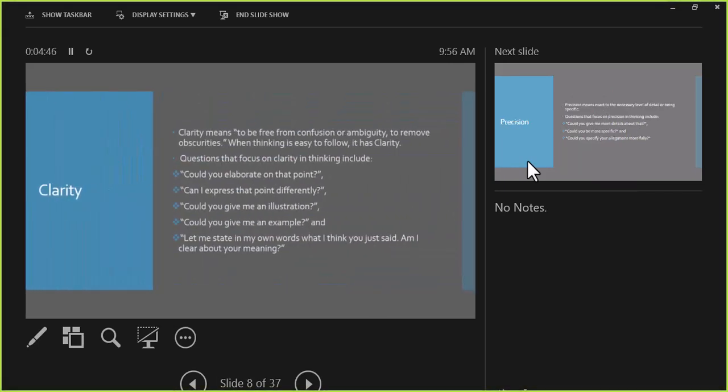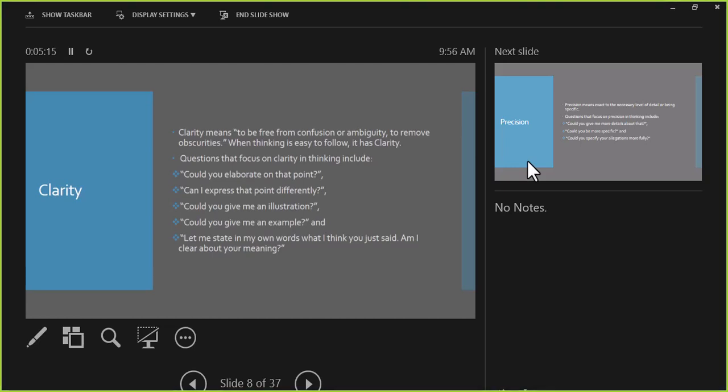So what do we mean by clarity? Clarity is simply being free from ambiguity and confusion. It's simply to remove obstacles that make it difficult for us to understand information or a topic given. And if a thinking is easy to follow and understand, then that thinking is said to have clarity.